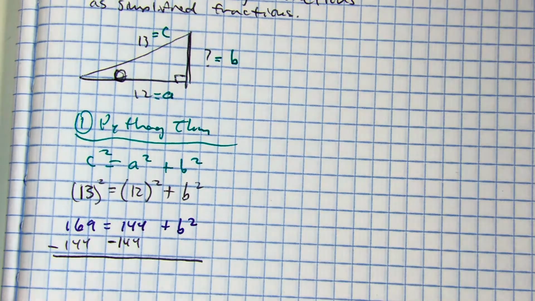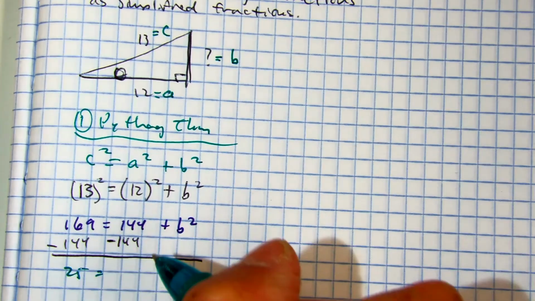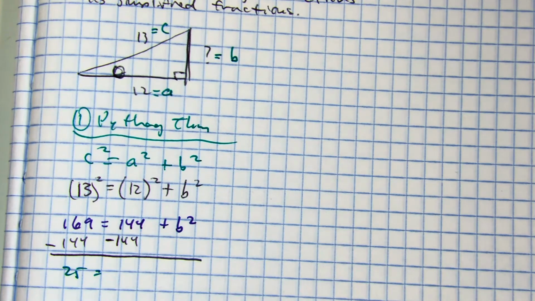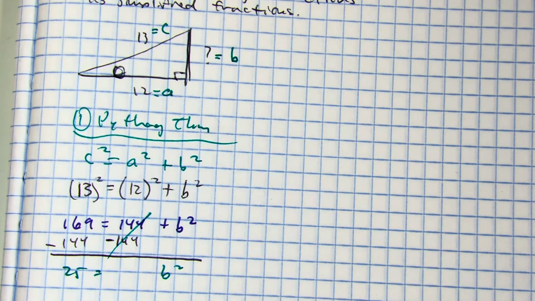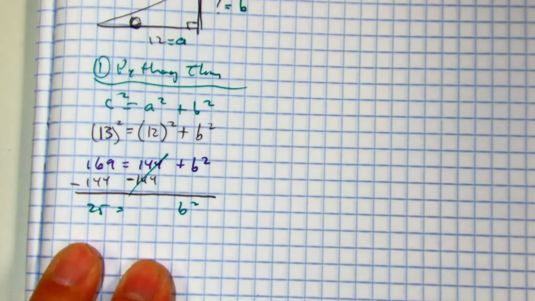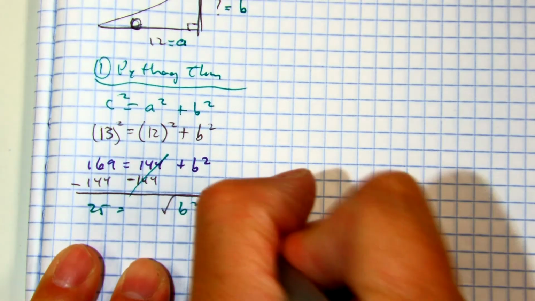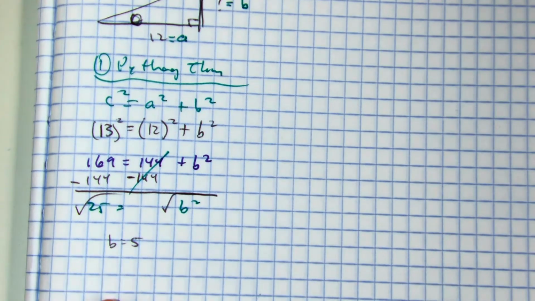Lupe, what's up? Equals. Jocelyn, what do you do next? And B is equal to 5. Raise your hand if you got B equals 5.